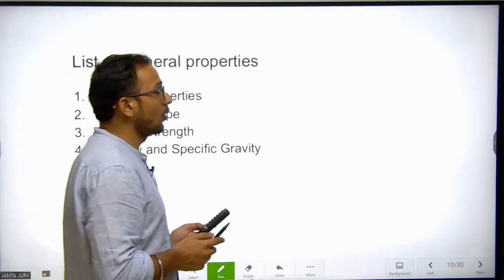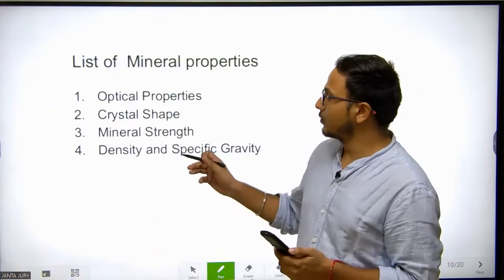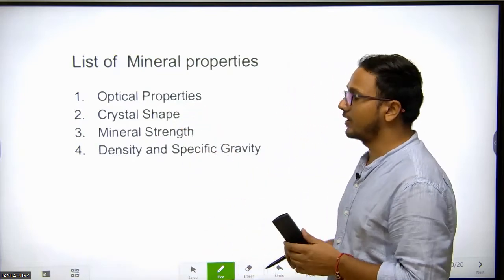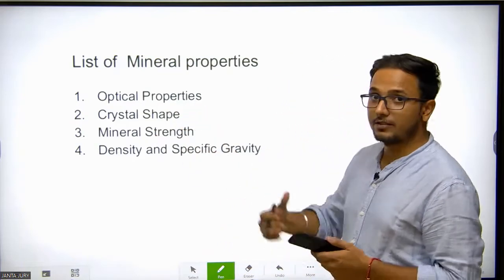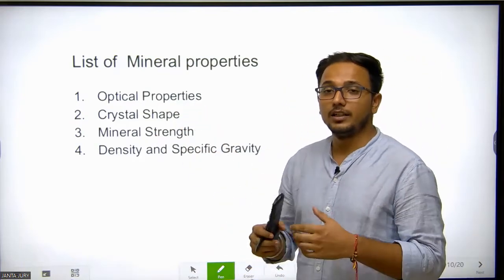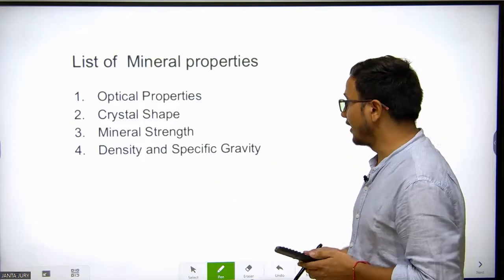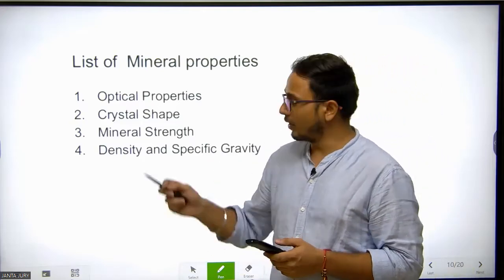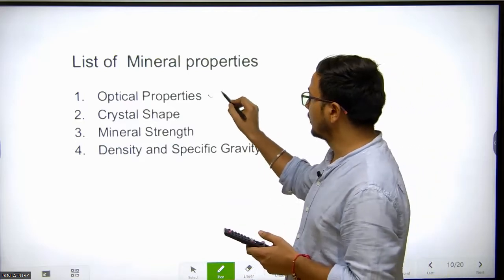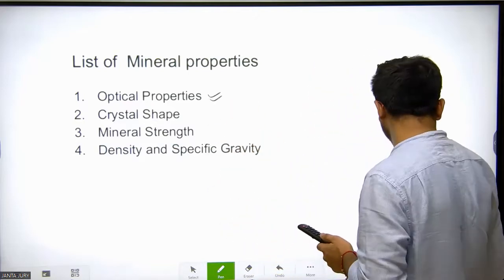Now, the list of mineral properties: optical properties, crystal shape, what shape they take, like hexagonal or plane shape, mineral strength, density, and specific gravity. We will cover these one by one. In this session we will only cover the optical properties.